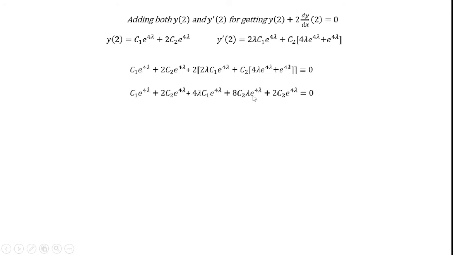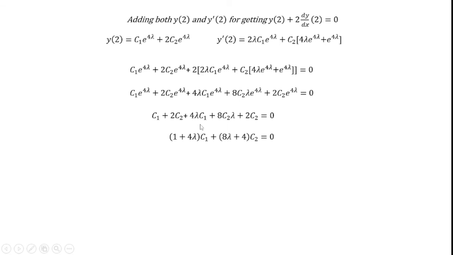After simplifying this, I can get c1 plus 2c2 plus 4 lambda c1 plus 8c2 lambda plus 2c2 is equal to 0. Why? I eliminate the e power 4 lambda element from the above equation, because e power 4 lambda is a common term available with the previous equation, but it is not equal to 0, so I eliminate that. Now I get the equation like this. After that I can simplify this equation into a smaller form.